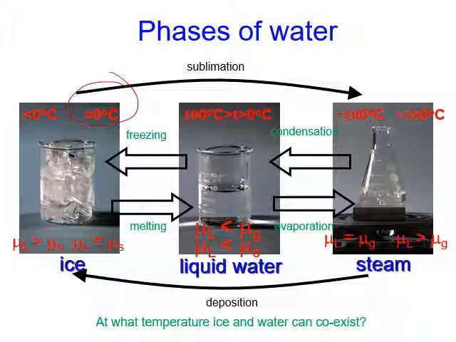Between 0 and 100 degrees, liquid water is the most stable phase. At 100 degrees, liquid water and gas water, or the steam, can exist simultaneously. Above 100 degrees, only the gas phase is the most stable phase. And we're going to see what the relation is between chemical potentials at different temperatures.